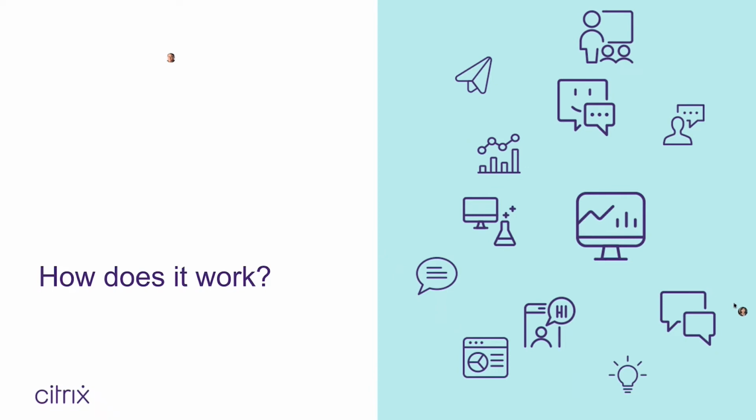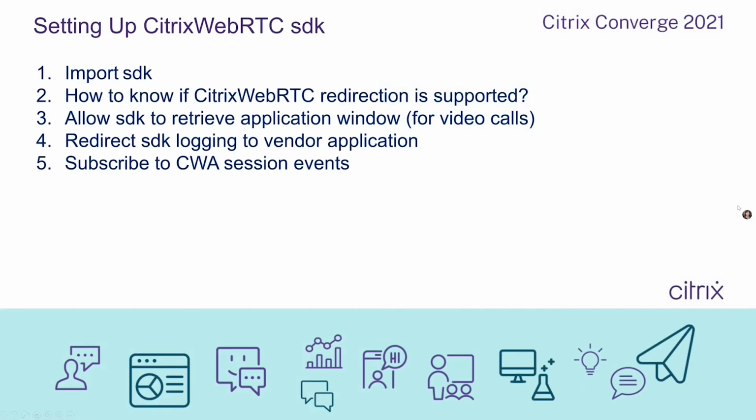All right. So how does it work? We will go over a high-level overview of the SDK and some of the important sample code. All right. So there are several steps we need to set up before we can start using the SDK. For example, determine if Citrix WebRTC redirection is supported or not, set up the application window for video calls specifically, redirect SDK logs to the application side, subscribe to CWA session events, etc.